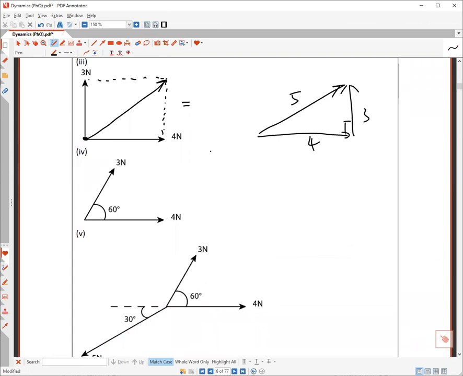Similarly, for case number 4, the net force can be found like this. This is 4, and using the triangle rule, it's always easier for you to use the triangle rule, because you can just form one simple triangle.